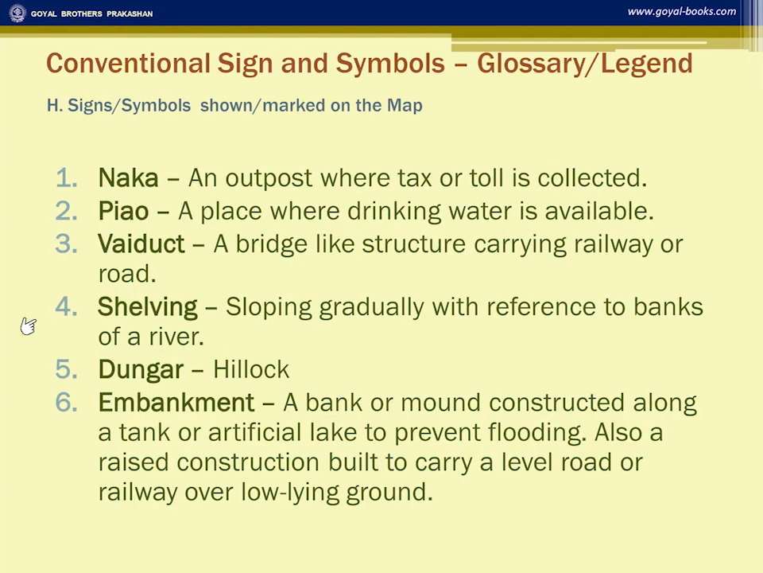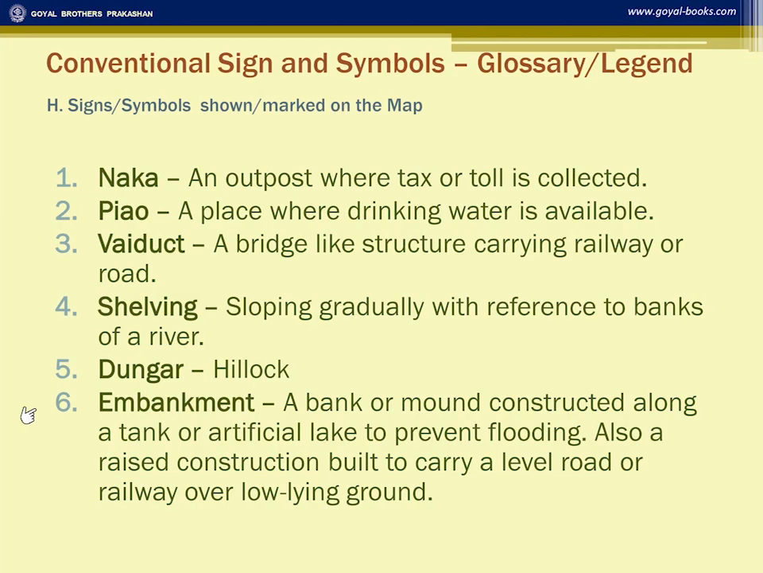Sometimes you can see these words on the survey sheet as they are given, so you should know that they are just to be identified. Naka is an outpost where tax or toll is collected. Pyao is a place where drinking water is available. Viaduct is a bridge-like structure carrying a railway or road. Shelving is sloping gradually with reference to the banks of a river. Dungar means a hillock.